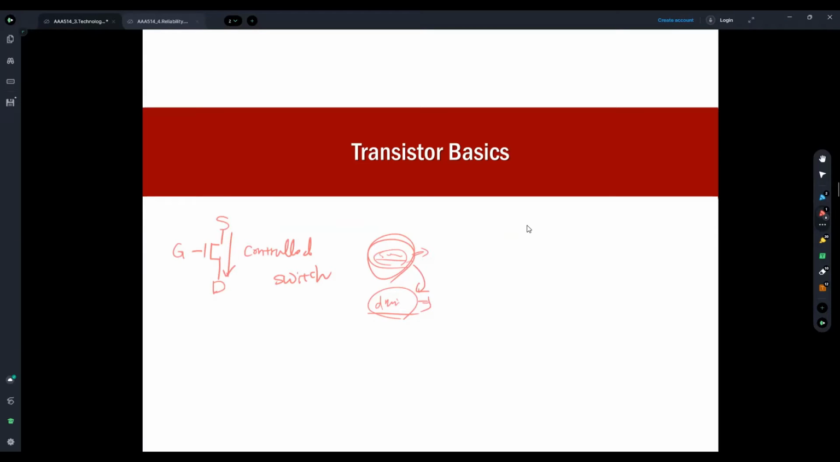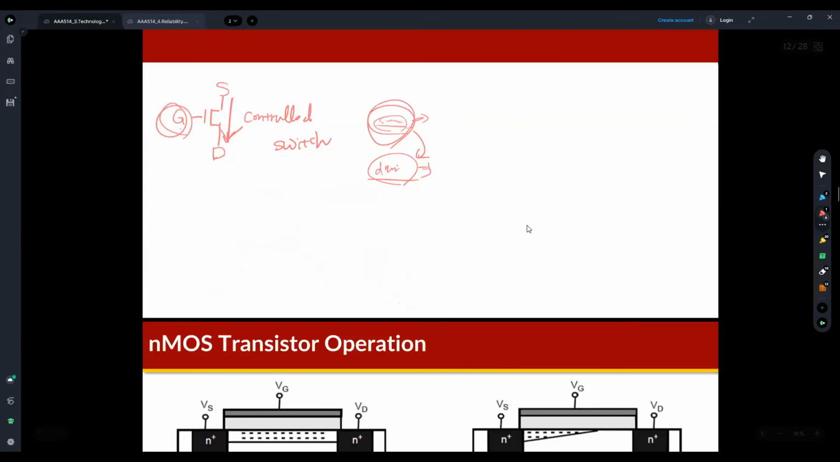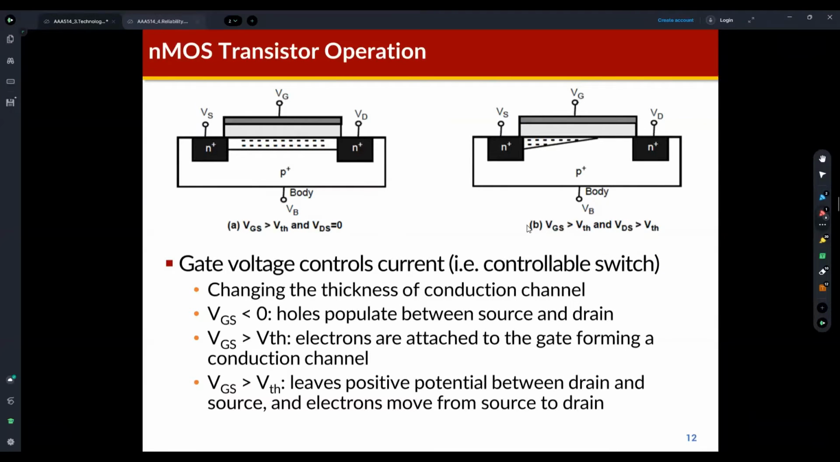A MOS transistor has three ports: source, drain, and gate. Electric charge flows from source to drain, and this flow of electric charge is controlled by the gate. That is the basic operation of the MOS transistor. By combining many MOS transistors, we can build digital systems. So let's focus on the operation of the MOS transistor in more detail.